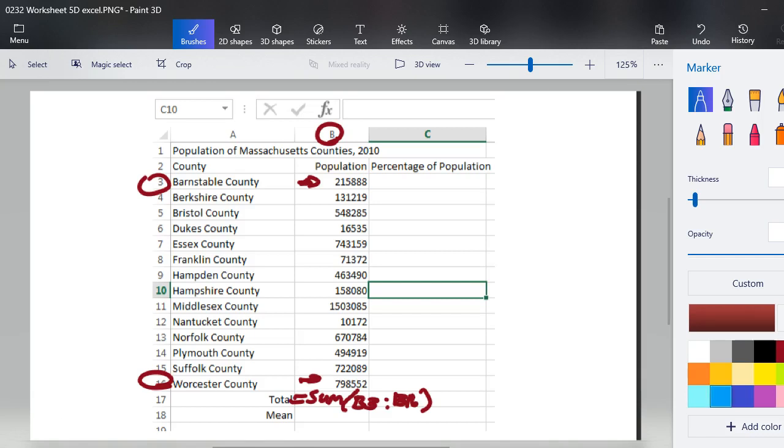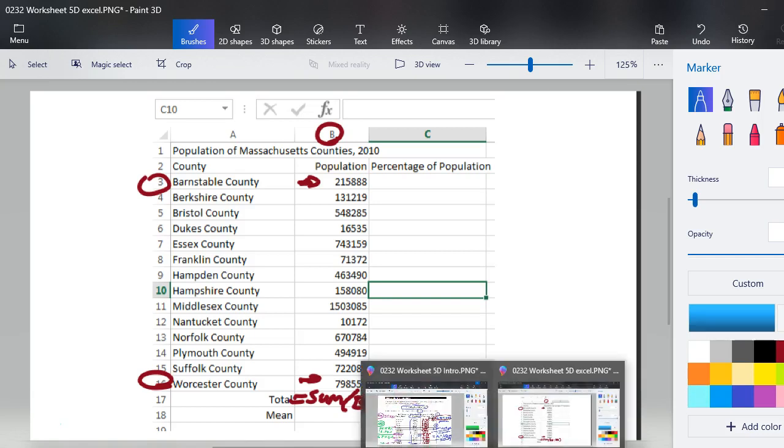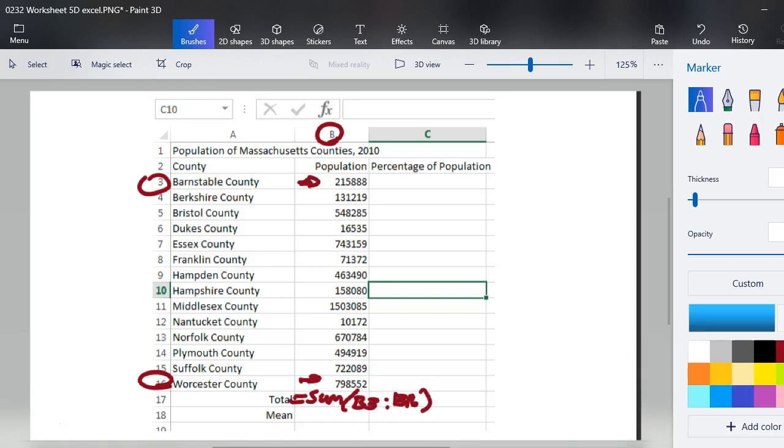Part B says, when we want Excel to calculate the mean, we can use the average function, and it's similar to the sum function with the word average replacing sum. So construct the formula using the average function that we would enter into cell B18. So down here was the total. Now we're trying to find the mean or the average.